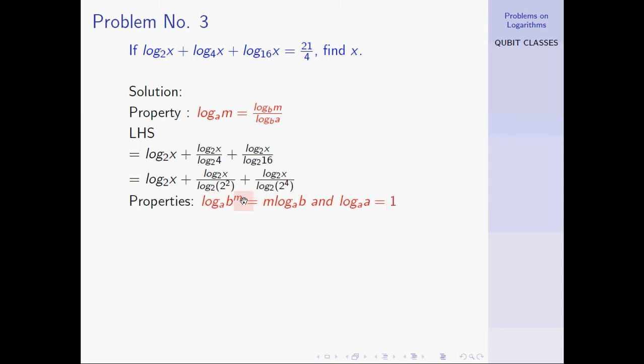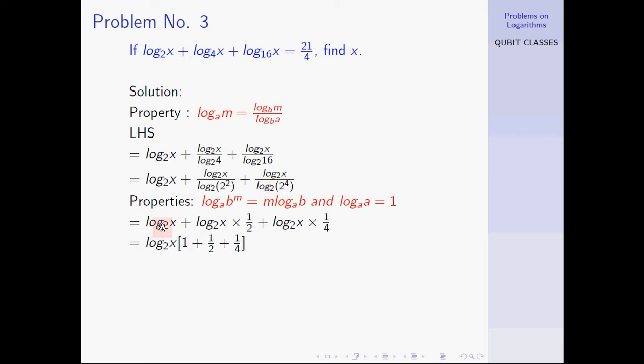So using the first property, I can write this term as 2 into log of 2 to the base 2, and I can write this term as 4 into log of 2 to the base 2. But log of 2 to the base 2 is equal to 1 because log of anything to the same base is equal to 1. Therefore, since this term is in the denominator, we will get 1 upon 2, and for this term we will get 1 upon 4. So 2 and 4 are these indices, 2 and 4.